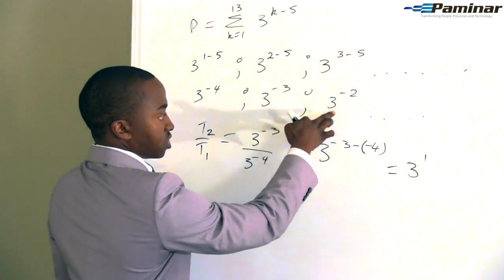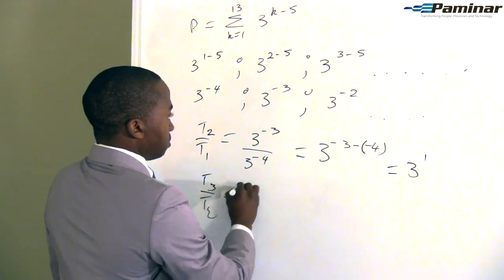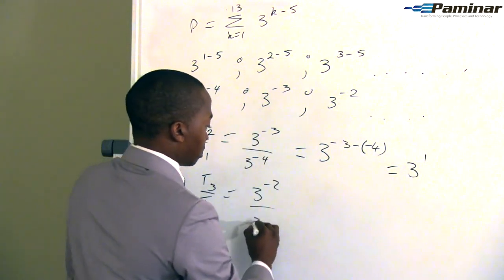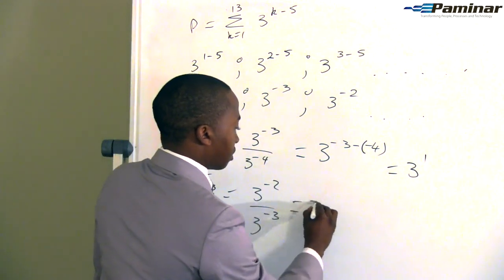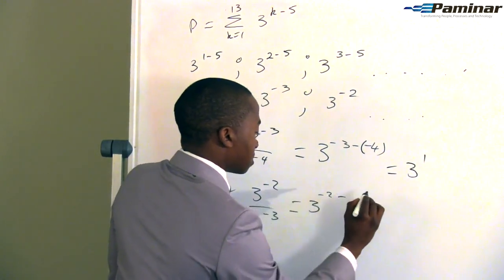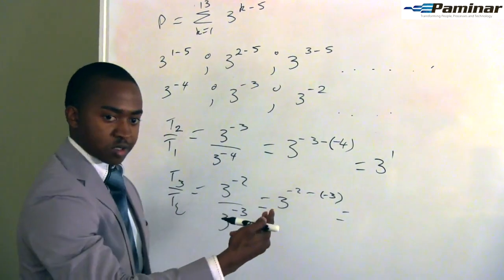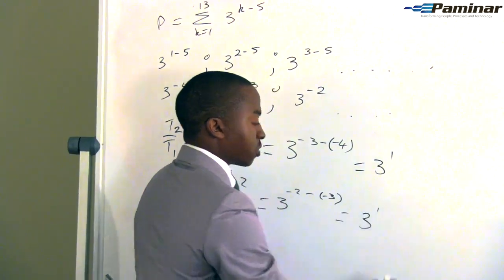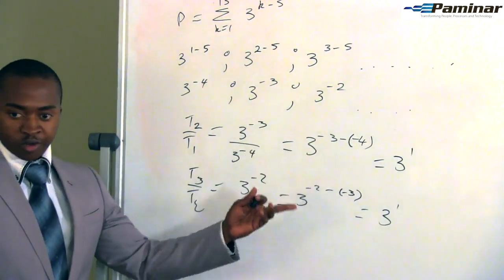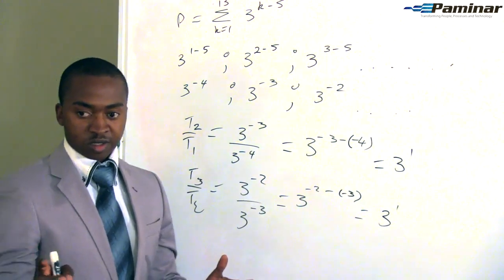Let's check what the ratio of T3 over T2 is. T3 is 3 to the negative 2, T2 is 3 to the negative 3. This will become 3 to the negative 2 minus negative 3, which will also be negative 2 plus 3, which is 3 to the 1. So can you see? We're working with a common ratio. In other words, this is a geometric sequence.